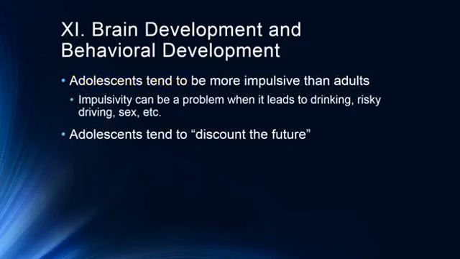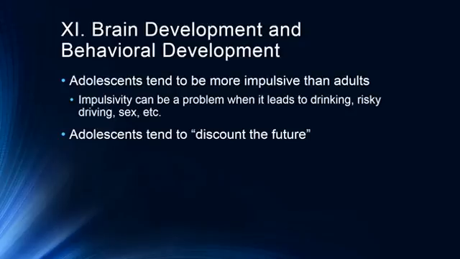So a few other issues in brain development across the decades. Adolescents tend to be more impulsive than adults, which can lead to increased risky behavior, drinking, driving, etc. The problem with adolescents is they haven't developed impulse control yet, primarily because of development of the frontal lobes. And so the adolescent period and the teenage years are associated with a lot of risk-taking, because they tend to discount the future and they also tend to discount the risk.